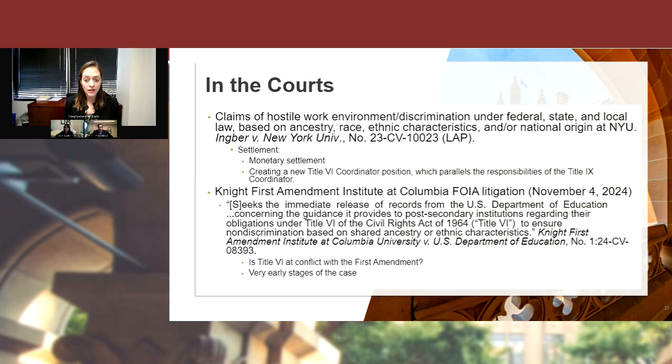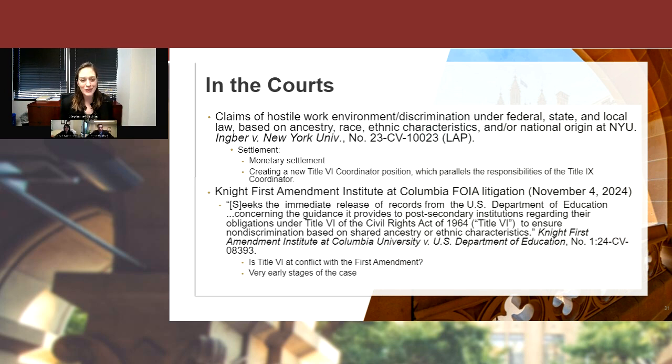We know that the case did settle. There was a monetary settlement, but the one point I really do want to focus on with this case is that as a result of the settlement, that resulted in the creation of a new Title VI coordinator position. So this really parallels the Title IX coordinator role. It's going to look pretty similar to that. And it's going to be somebody that is going to be that go-to person on campus that can be somebody to get the complaints, respond, and act. So it's just an interesting thing. And I think we likely will start to see more schools kind of putting these roles into place.